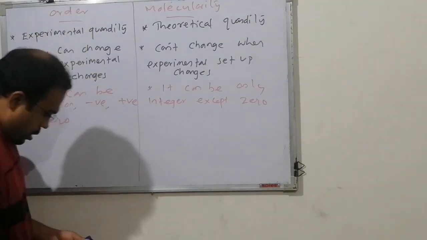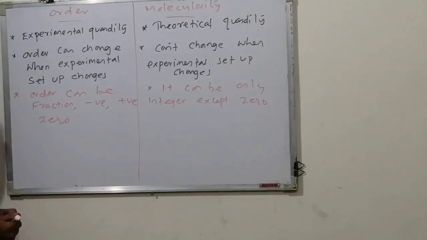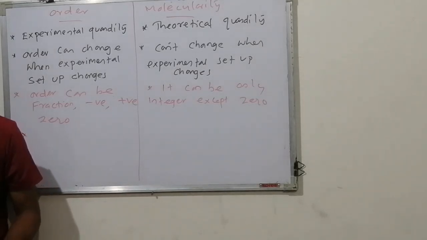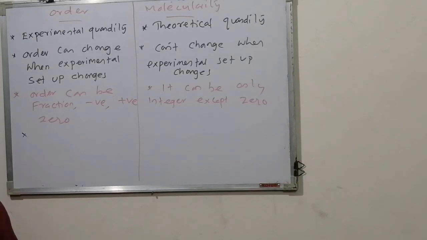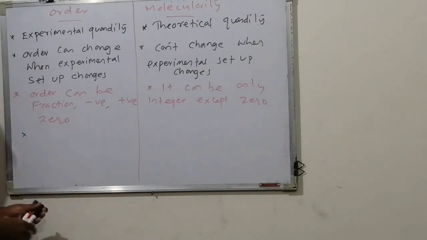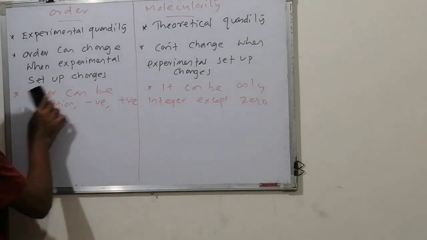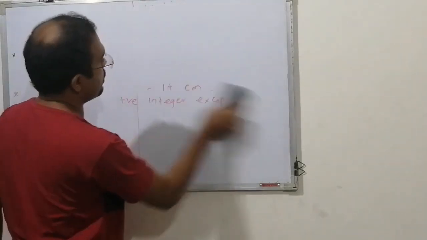Now the fourth point is, if there is a 2 mark question, you manage with these points. I have noticed a fourth point somewhere. That's all. These are the points: experimental quantity, can change.